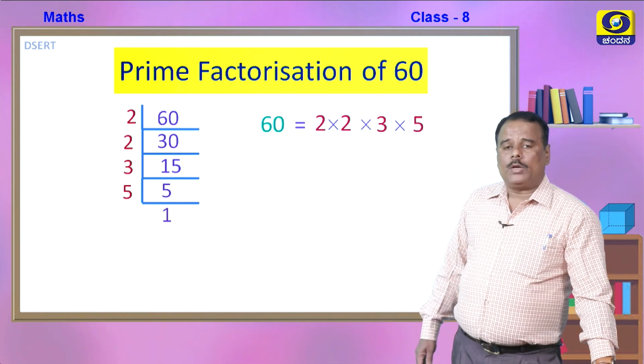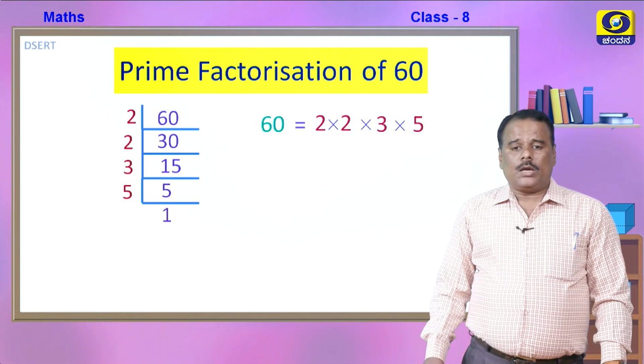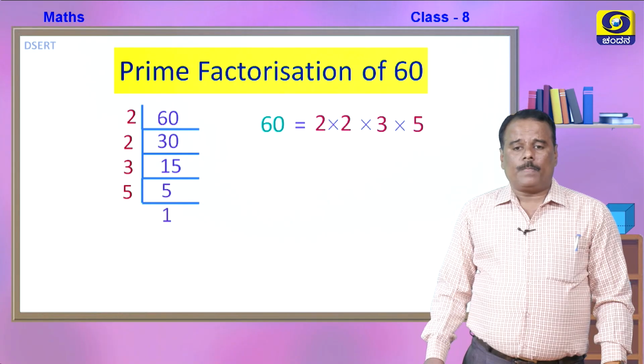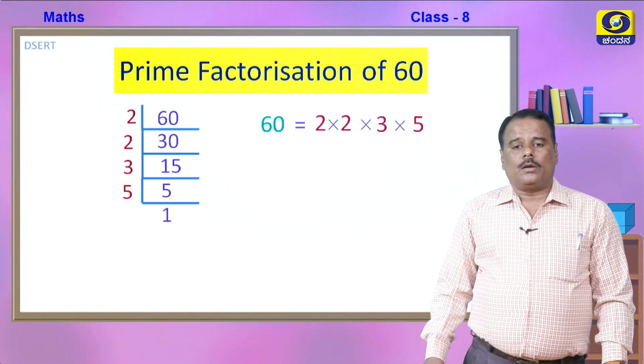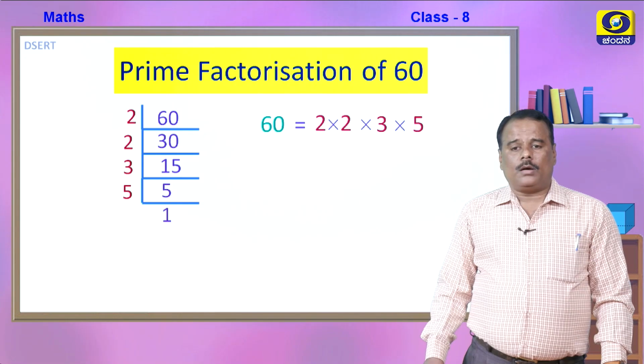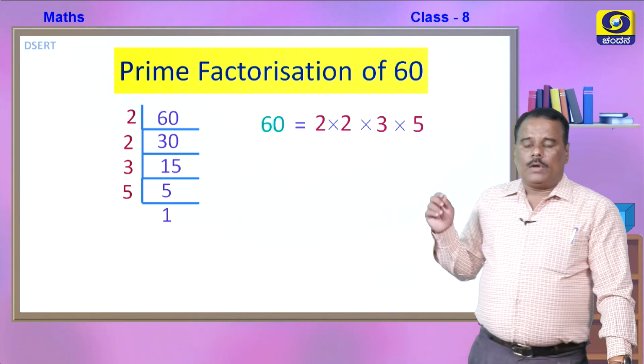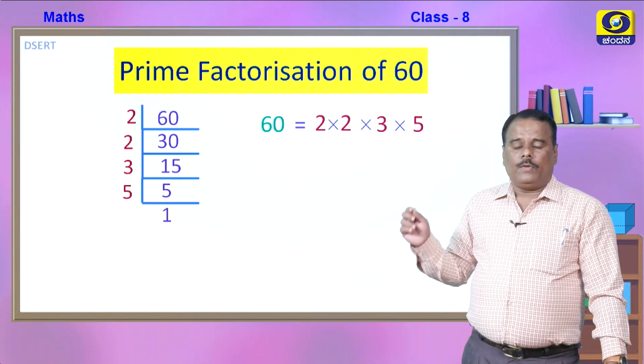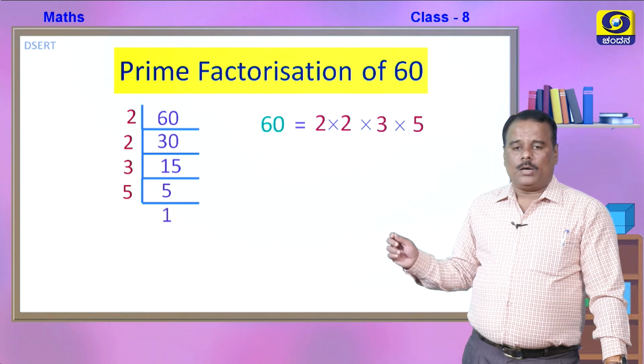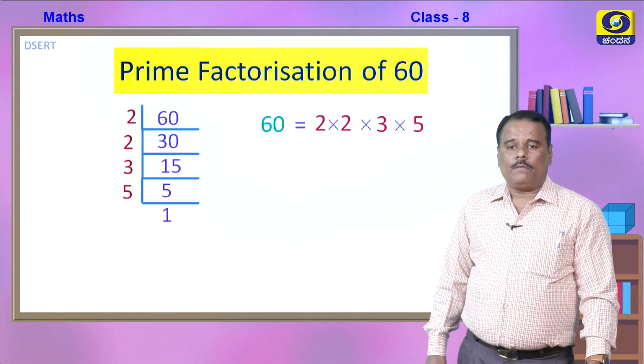are all prime numbers. Remember, 60 can also be written as 5 into 12. It is also factorization, but 5 is a prime number, 12 is not a prime number. Therefore, that factorization is not called a prime factorization. When factorizing a number, if each and every factor is a prime number, the factorization is called prime factorization.